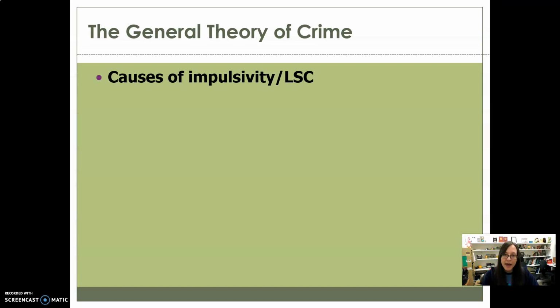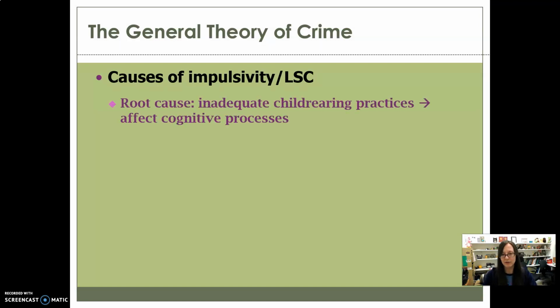So then Gottfredson and Hirschi had to start by talking about what causes this impulsivity or low self-control. They said that the root cause is inadequate child-rearing processes. This means that, very soon after birth, it would be things like absent punishment: either there's no punishment, inconsistent punishment, which sometimes is worse than no punishment, or ineffective punishment.